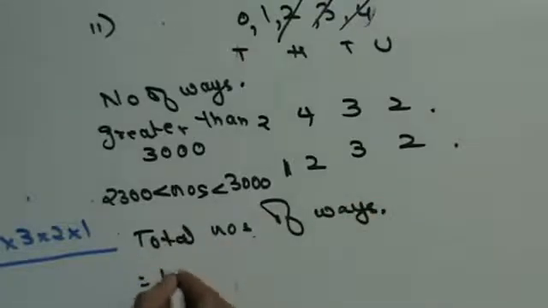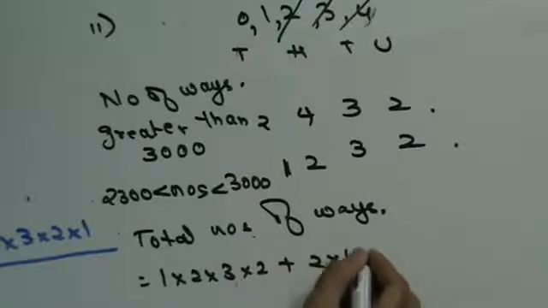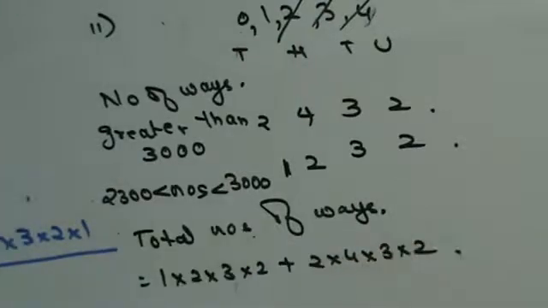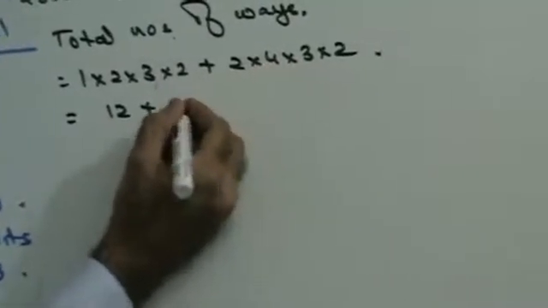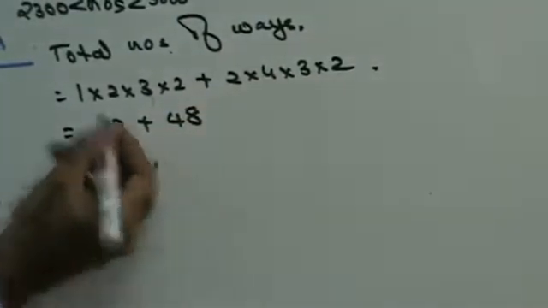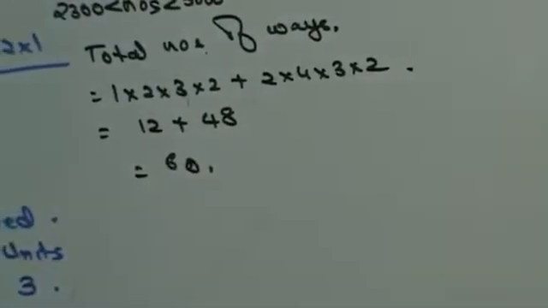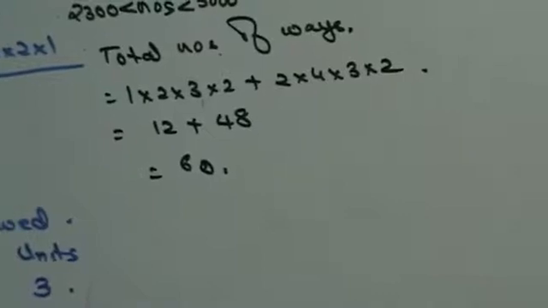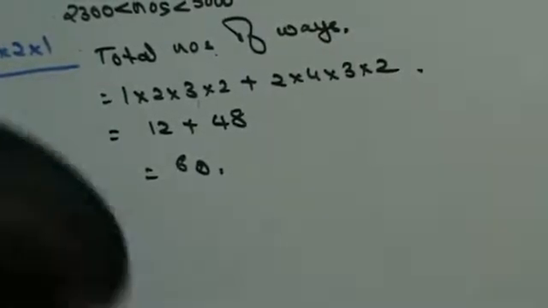is going to be equal to 1 into 2 into 3 into 2 plus 2 into 4 into 3 into 2. Right? 3 2s are 6, 2s are 12, and 8, 3 2s are 6, 6 4s are 24, 24 2s are 48. There are 60 numbers that can be formed which are greater than 2300. Next part of the question.